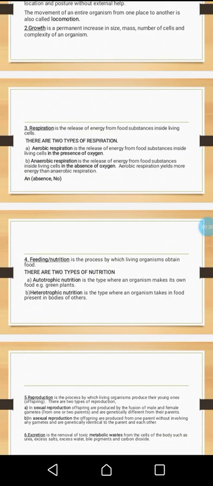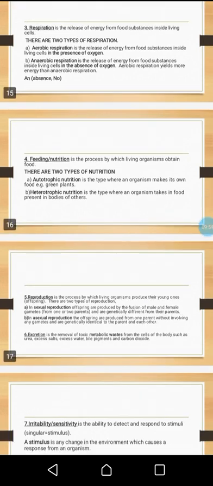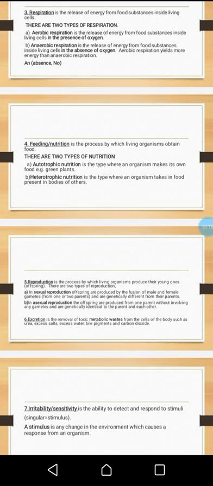Respiration. This is the release of energy from food substances inside living cells. So respiration takes place inside living cells, in the cell, and not outside. There are two types of respiration. Aerobic respiration is the release of energy from food substances inside living cells in the presence of oxygen. So key words: release of energy from food inside living cells in the presence of oxygen. Anaerobic is the release of energy from food substances inside living cells in the absence of oxygen.